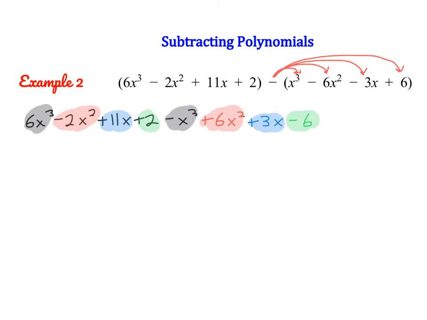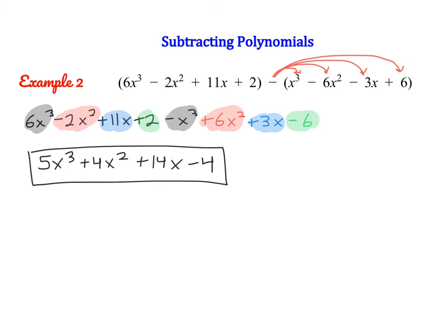So 6 minus 1 is 5, so I have 5x cubed. Negative 2 and positive 6 gives us 4, so we have 4x squared. 11 and 3 gives us 14, 14x. And then 2 and negative 6 leaves us with negative 4. So here's our remaining polynomial.